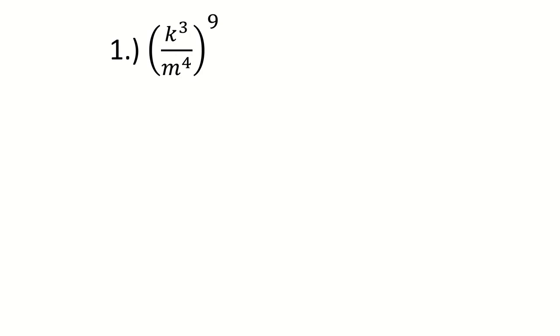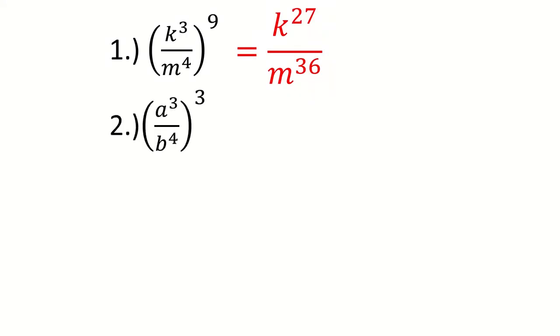So, yung tamang sagot is k to the power of 27 over m to the power of 36. Let's proceed to number 2. What is the third root of a cubed over b to the power of 4? The answer is a to the power of 9 over b to the power of 12.